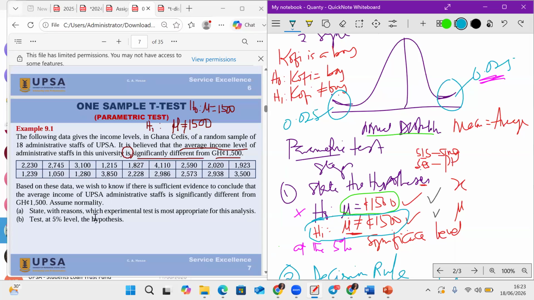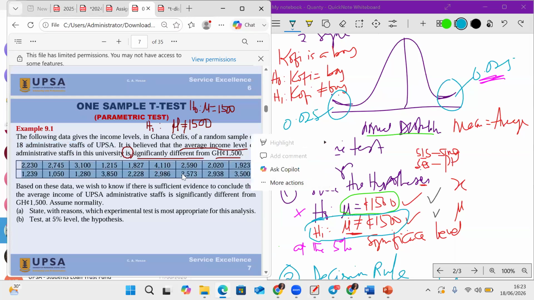When we ended, here it says the average. The average is the population mean of administrative staff. Here, all the administrative staff, not a portion. But when they were solving it, they sampled out 18 administrative staff of UPSA. Does UPSA have only 18 administrative staff? No, more, but they only sampled out 18. So these figures are all sample data, sampled out of the total. The total is the population. But this average income is for all the staff. Averagely, it's 1,500, so we use the population mean for this. Am I making sense? Yes, sir.